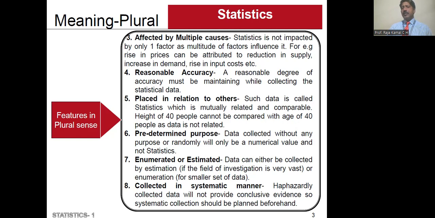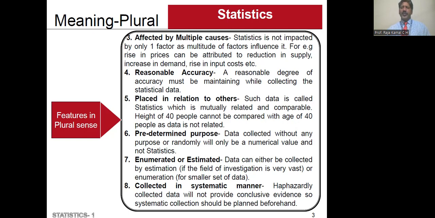Whatever result we get completely depends upon a reasonable degree of accuracy. When you are collecting statistical data, if the data you have collected contains more accuracy, then the result or finding that you derive from the statistical methods will also contain reasonable accuracy. So the accuracy completely depends upon how much data you have collected and how much accuracy there was in the data. And there is a relation between one variable and another variable.